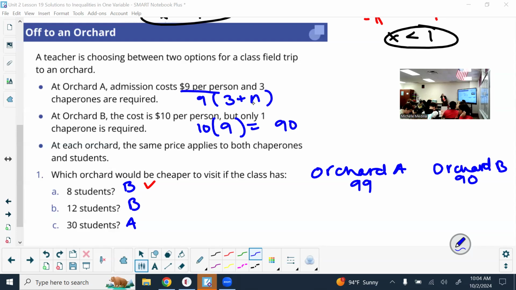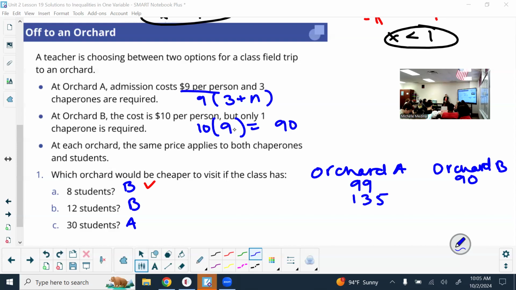The table 2, what am I multiplying the 9 by? Not just 12, because you have to add it to the 3. So in other words, what's 12 plus 3? Okay, so that's what I'm multiplying the 9 by. Class, what is 9 times 15? 135. That's how much it costs for Orchard A.